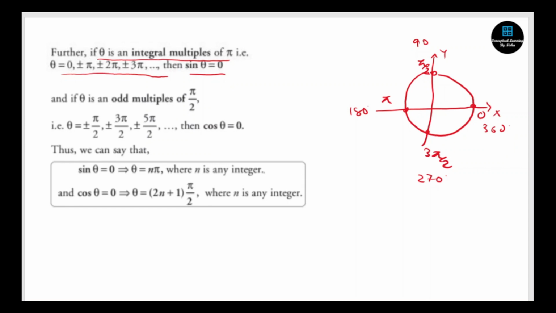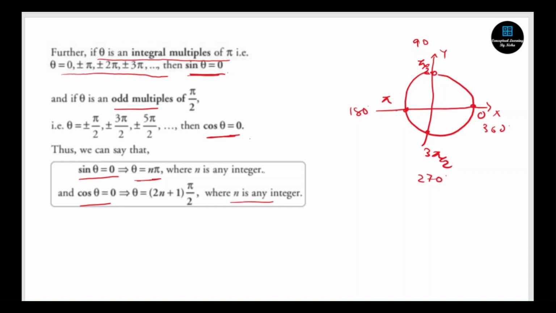Alright. So for 0, pi, 2 pi, right? Positive or negative, any. So sin theta is 0. Same way for odd multiples of pi by 2, cos theta is 0. So cos theta is 0 for 90 degree, 270 degree and so on, all odd multiples of 90. Alright. So basically you can say that sin theta is 0 for theta equals n pi, okay? N is any integer value.